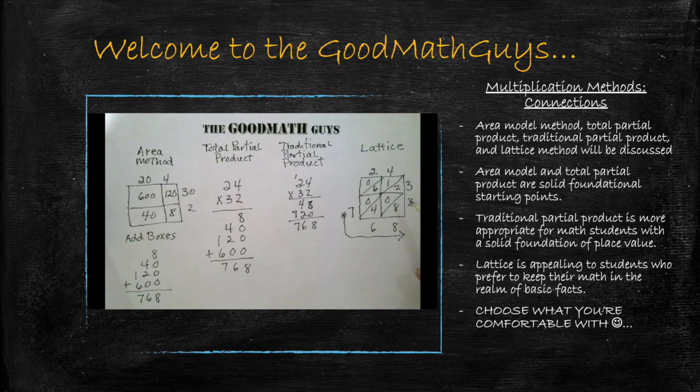As far as lattice is concerned, all of these partial products are in this lattice square. In other words, the 8 in 1's place, there it is right there. In this square, 4 in 10's place gives us that 40. And in this square right here, the 1 in 100's place and the 2 in 10's place gives us our 120. And in this square right here, the 6 in 100's place gives us our 600.